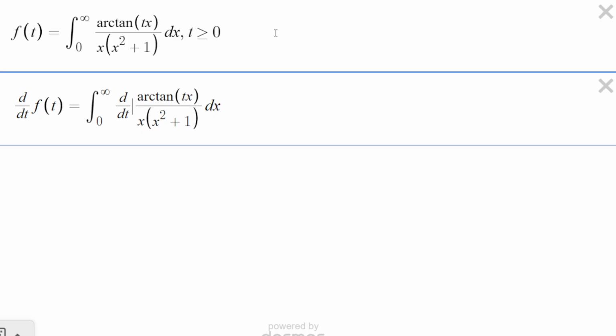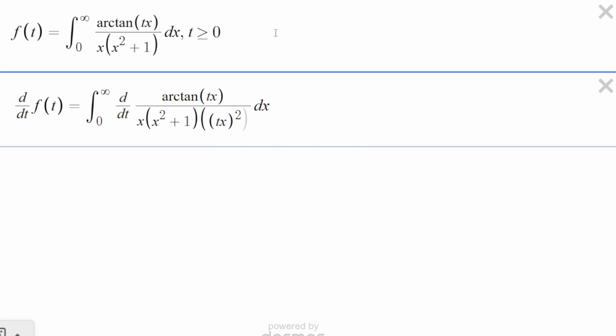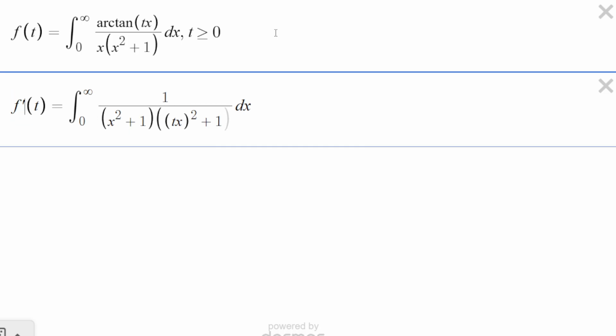Okay, now this is a partial with respect to t. So this denominator right here is constant. So all we need to do is take the derivative with respect to t of this. All right, so what's that going to give us? Well, it's going to give us 1 over the argument inside the arctangent squared plus 1, then times the derivative with respect to t of t times x, which is of course just x. And then our x's in the numerator and denominator cancel. So now we have the derivative with respect to t of f of t is equal to this. We'll just denote that f prime of t. Okay, so now we have f prime of t.